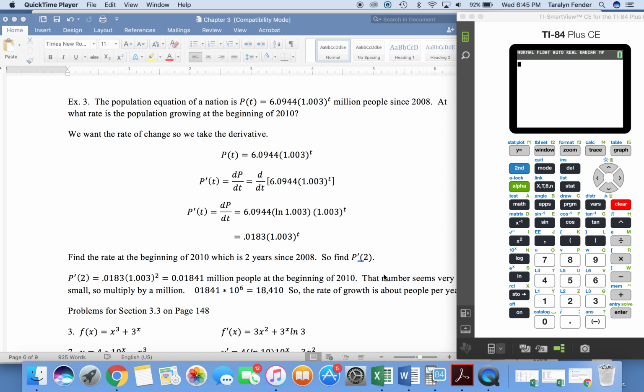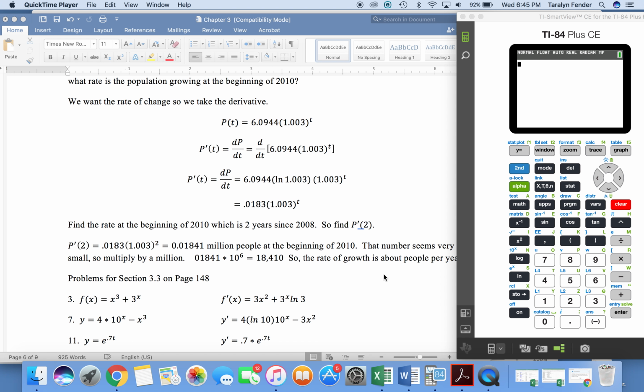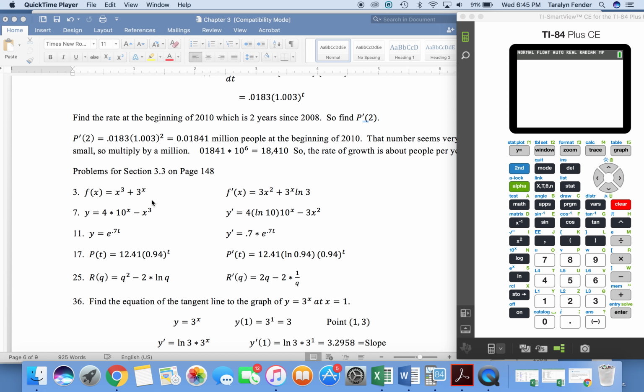Now that number seems kind of small, so we're going to multiply by a million to get 18,410. The population is increasing, or did increase, by that many people per year. Now let's look at a few other problems.